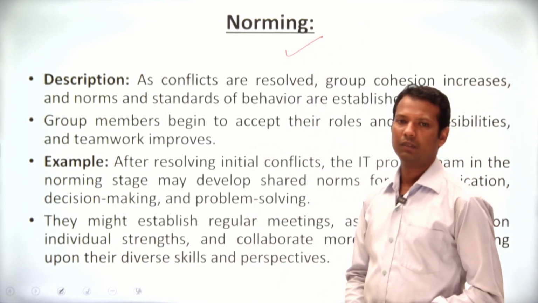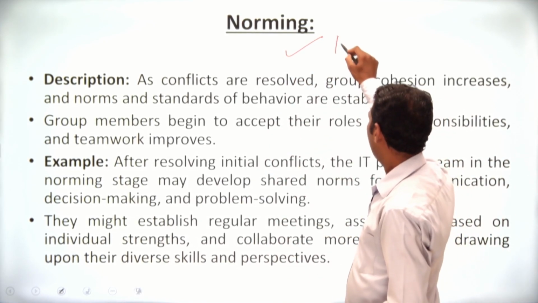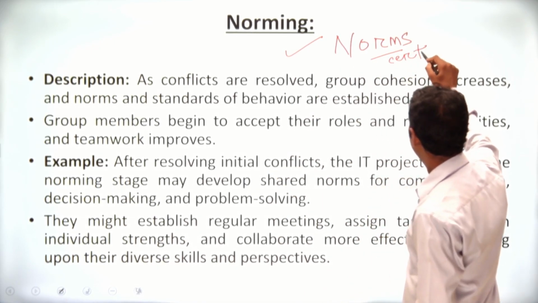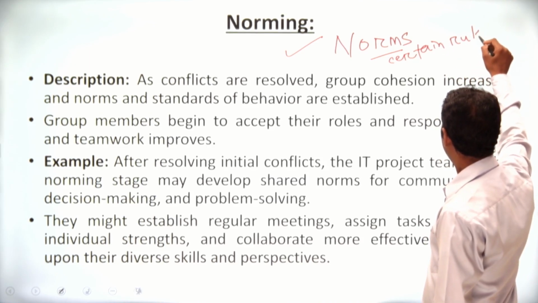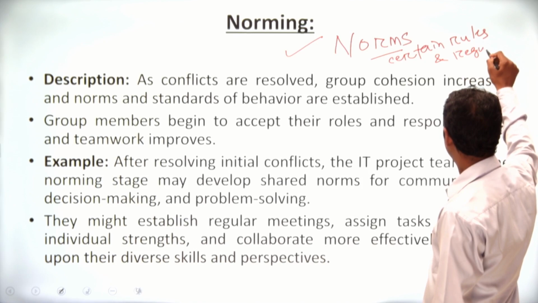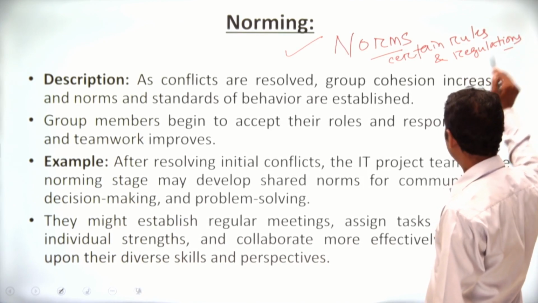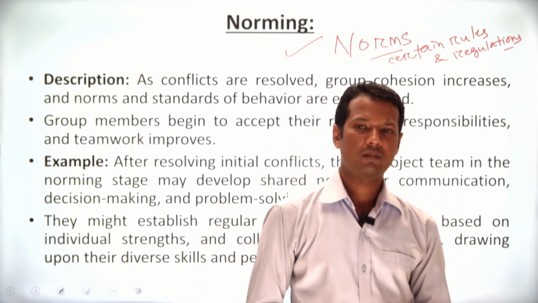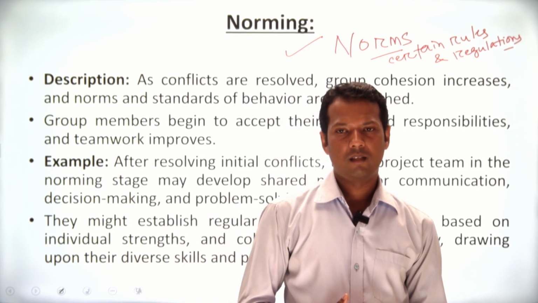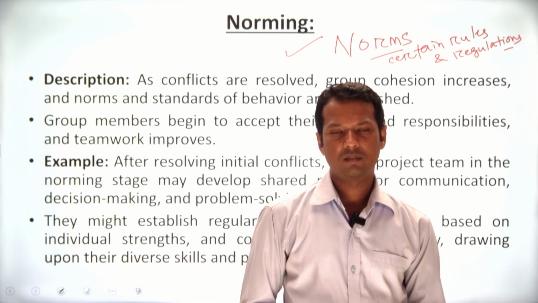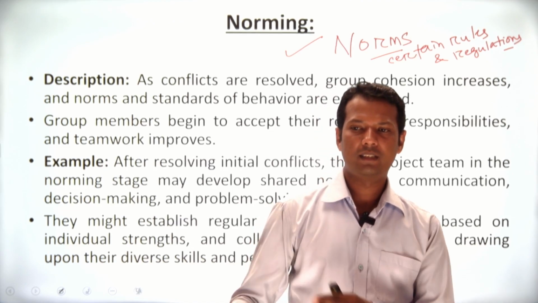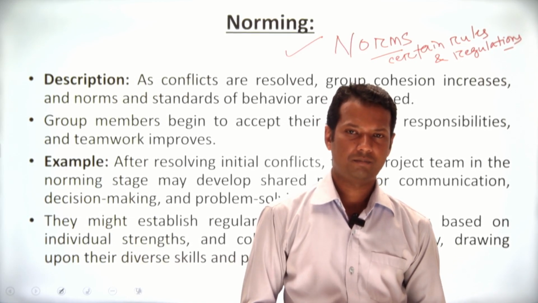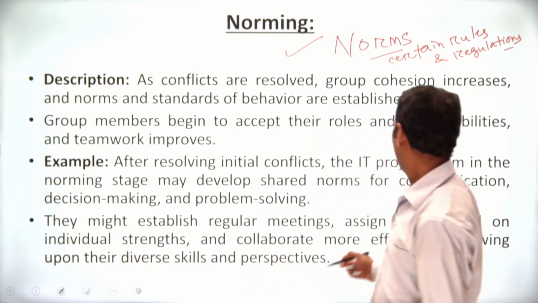What do you mean by norming? Norming comes from norms. And norms mean certain rules and regulations. So let's say after the storming session is over, or when the conflicts are resolved, then group cohesion starts.